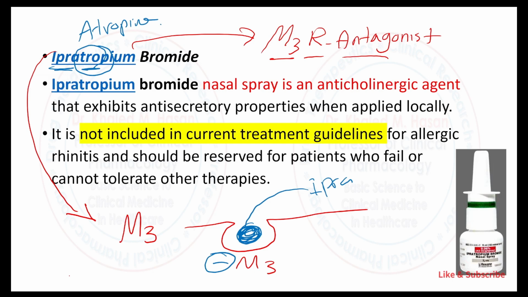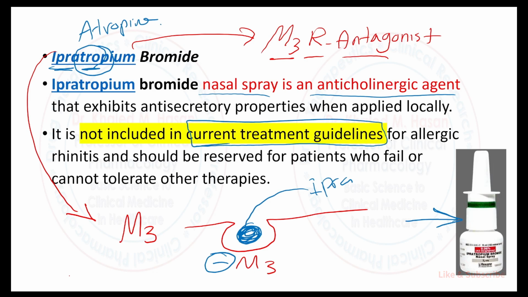Ipratropium is available as a nasal spray, as you can see in the image, an anticholinergic agent. It's not included in the current treatment guidelines. We don't use it, and we don't recommend it. We have other priorities. We can start with the antihistamine, we can start with the cortisone, we can start with the decongestant, we can go with the montelukast.